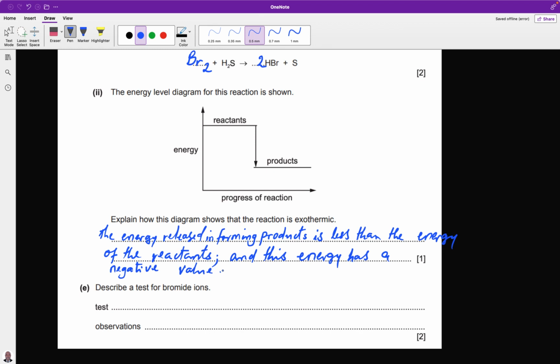So, explain how this diagram shows that the reaction is exothermic. We can say that the energy release, this is the energy release here. If you look at it, the corresponding line here, the energy released in forming product is less here compared to the one here. It is less than the energy of the reactants. And this energy has a negative value. It is negative. So that is a simple thing there.